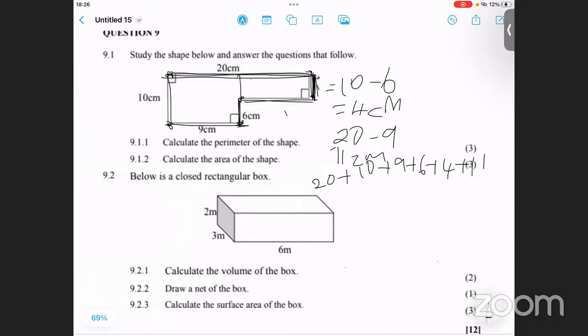Okay, now that one, they say calculate the area of the shape.